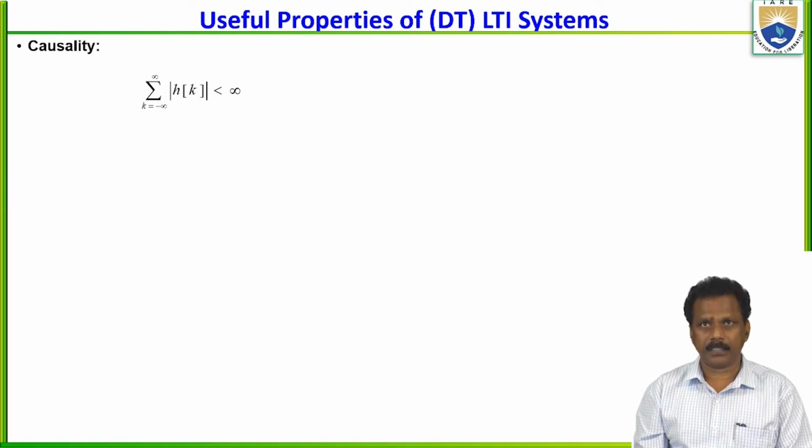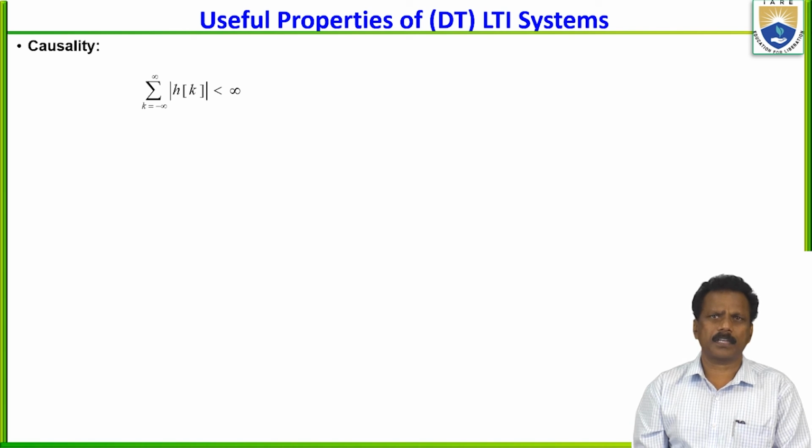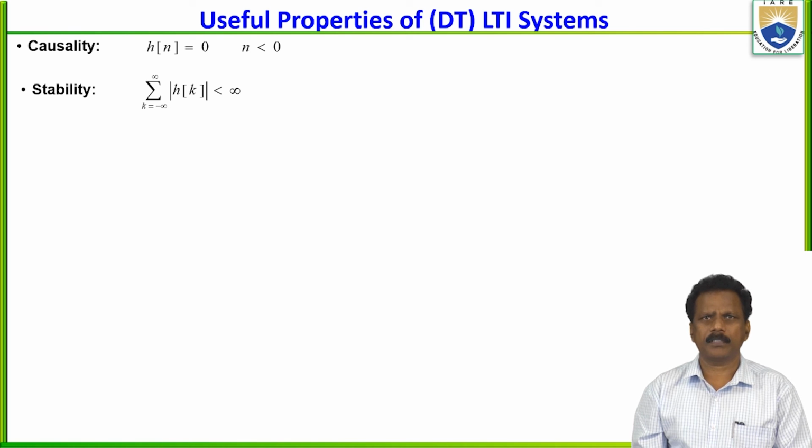Next property, there are useful properties of DT or LTI systems. One is causality. Causality is followed by the summation k equal to minus infinity to plus infinity h of k less than infinity, where h of n is equal to 0 for n less than 0. Okay, next, with stability: the causality is h of n equal to 0 for n less than 0, and stability is the summation k equal to minus infinity to plus infinity of mod h of k less than infinity.